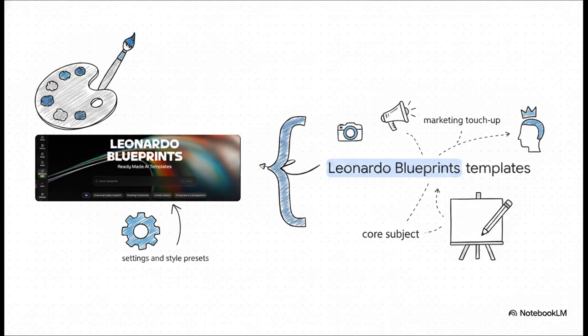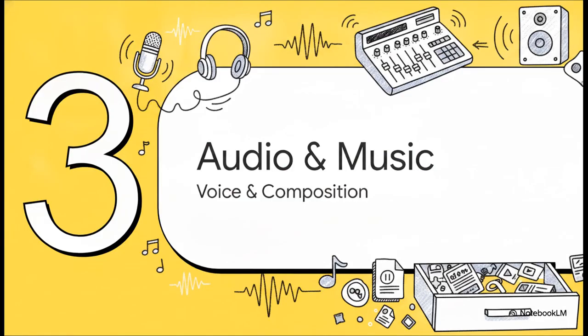Whether you need a quick image touch-up or a highly stylized product portrait, the style presets are already configured. You just provide the core subject, and the AI instantly delivers a polished, professional asset. Right, on to Section 3, designing audio and music.